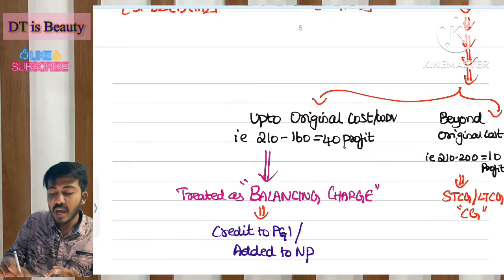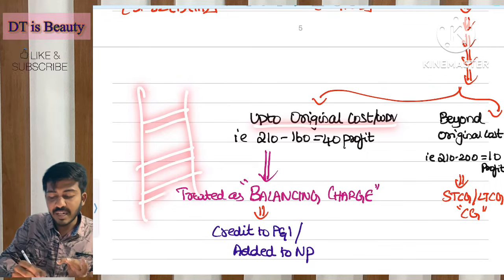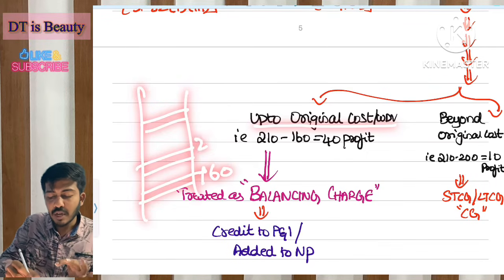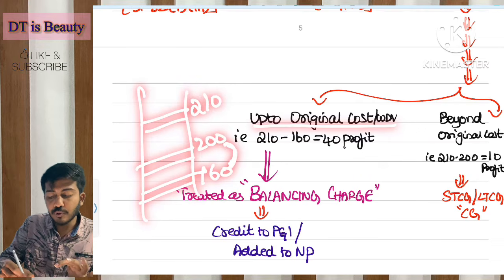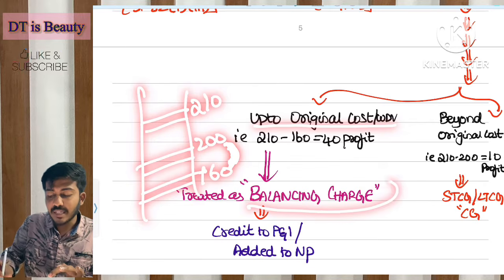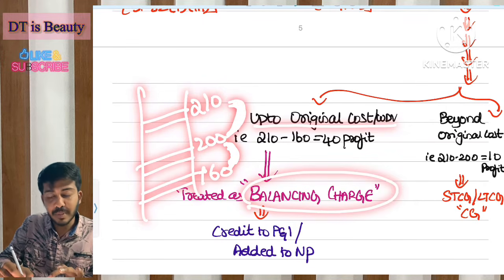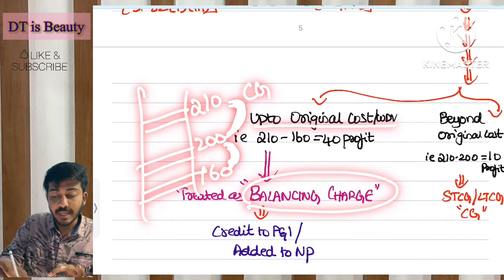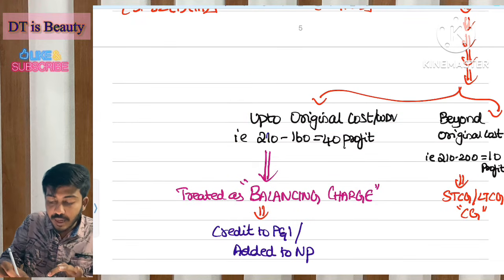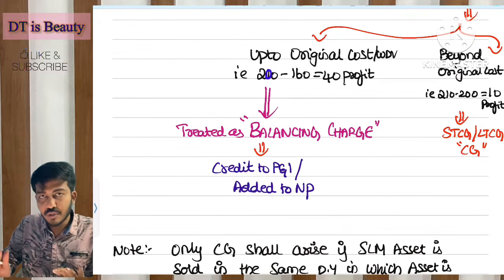That is what I have done up to the original cost, in the ladder I have just now drawn. We have 3 stages of ladder: 160, original cost 200, and 210. From 160 to 200, you will get a profit of 40, right? That profit of 40 is called a balancing charge. However, from 200 to 210, you have got extra profit of 10 rupees, right? That is called capital gains. So here it is not 210, it is 200. Simple. Understood? This is about the SLM.